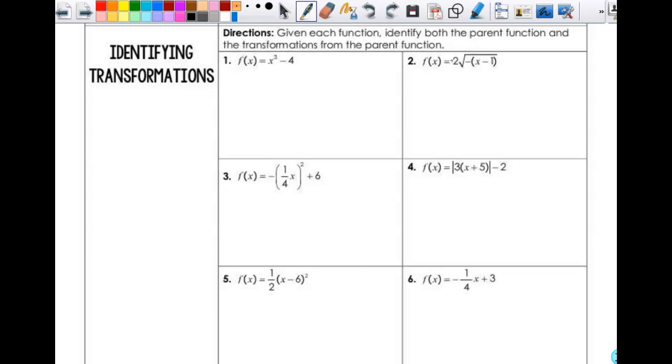All right, so it says, given each function, identify both the parent function and the transformations from the parent function. So there's a few things that we want to do here. So I look at this. This is x cubed minus 4. So that means that this is a cubic. Got to have the name. We're going to say this is f of x equals x cubed. And then I need a little sketch. Okay? Can you draw it in the air with your finger? What does a cubic look like?